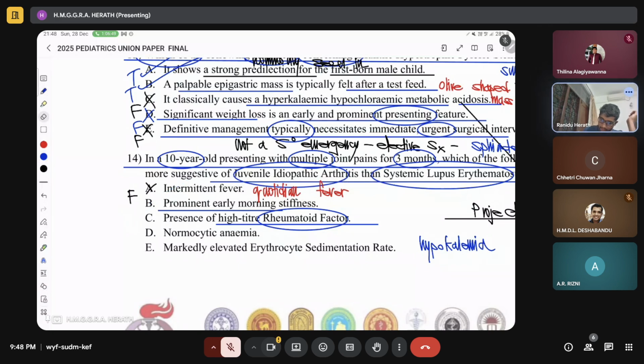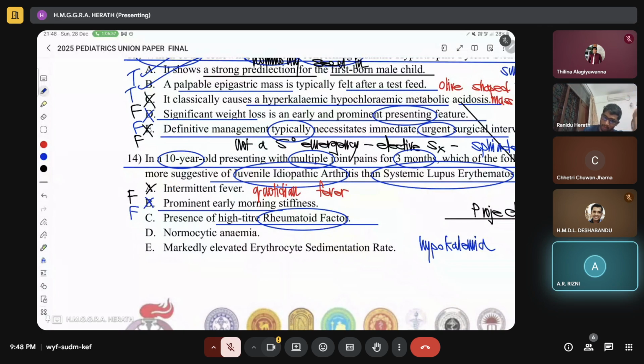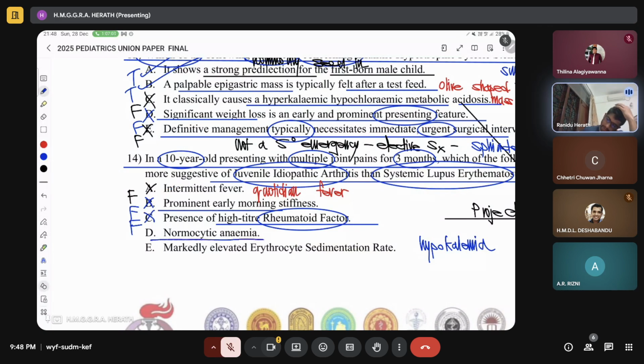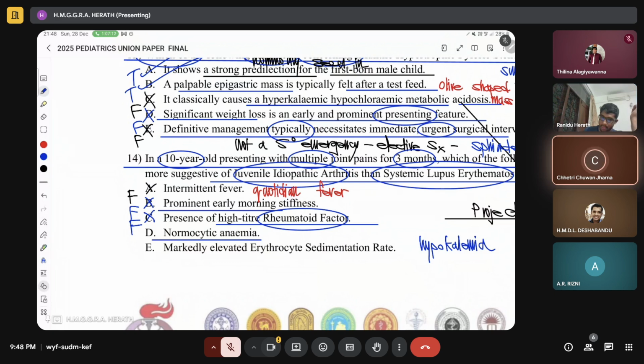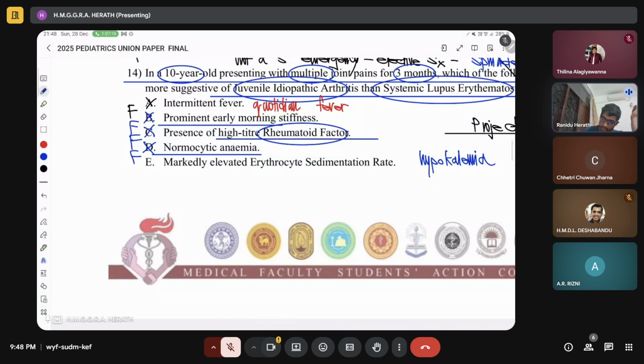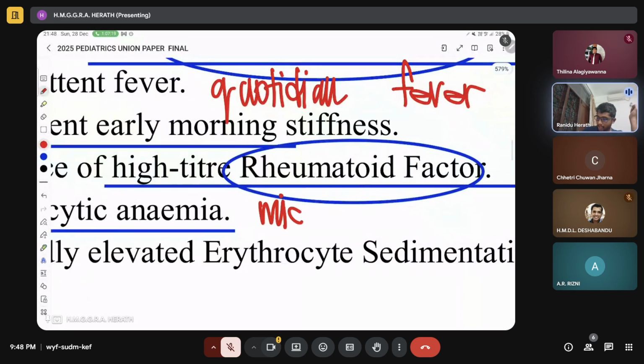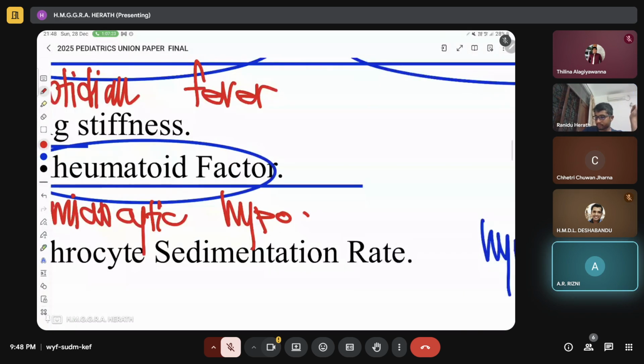More suggestive of JIA, true or false? Rheumatoid factor high levels, JIA or SLE? Not in either. It is false. Normocytic anemia more suggestive of JIA than SLE, true or false? False. They will also have microcytic hypochromic anemia due to anemia of chronic disease. Understood?